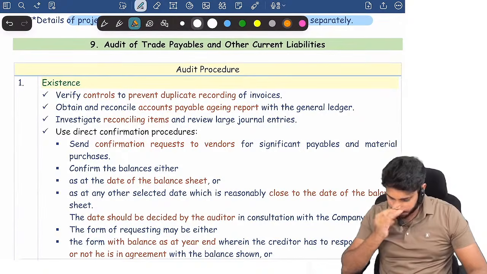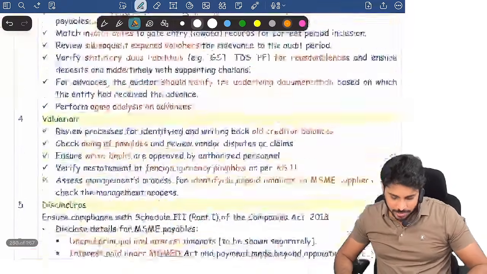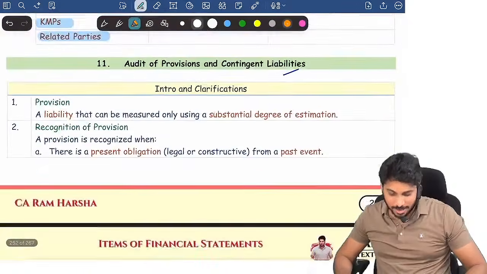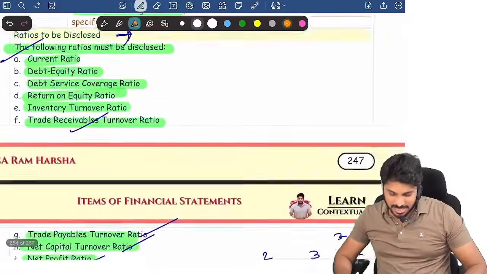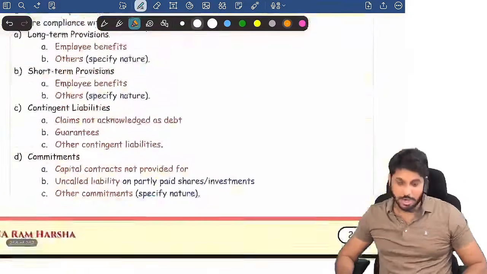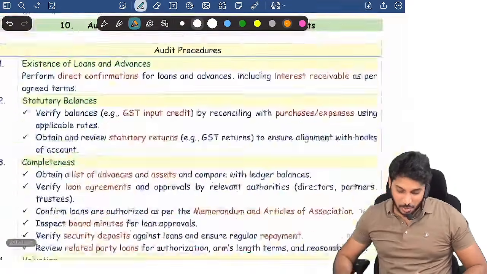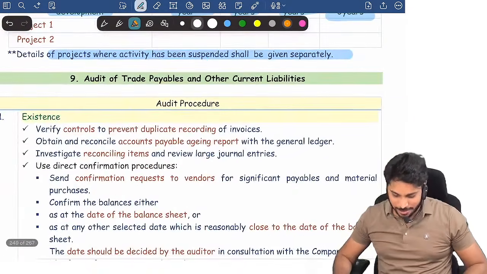That's it. Again, trade payables. If trade payables is completed, I think loans and advances is there. Loans and advances and provisions and contingencies. I think that's it, guys. 3 more elements. I'm trying my level best to hold on because I'm fully tired now, but it's okay.